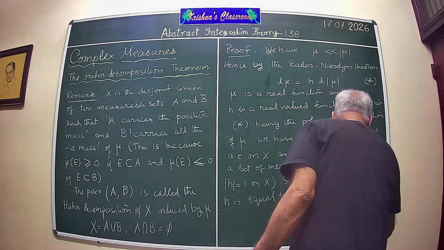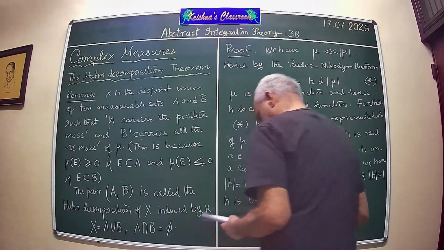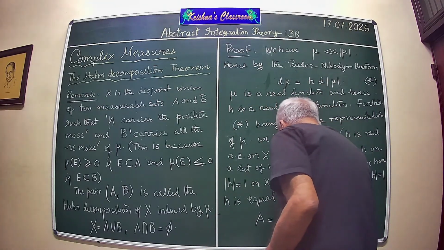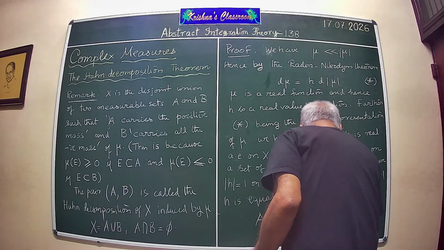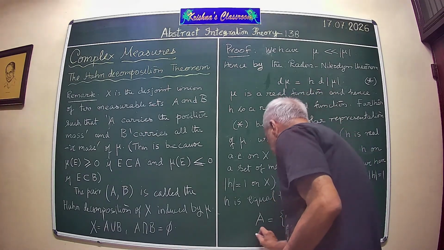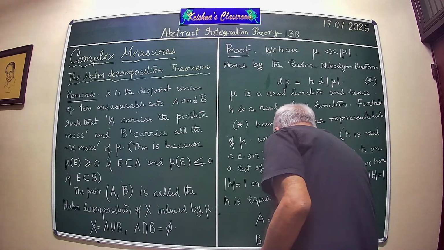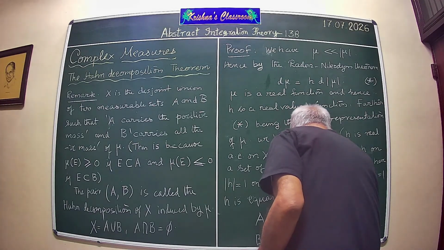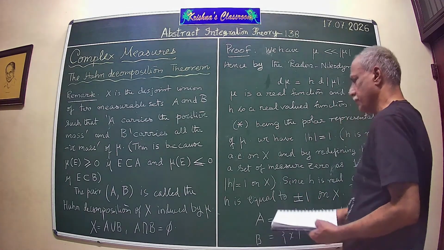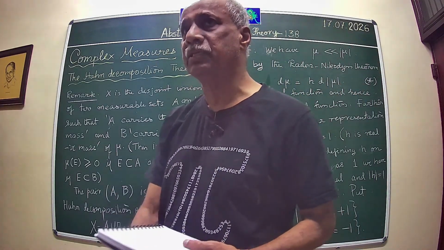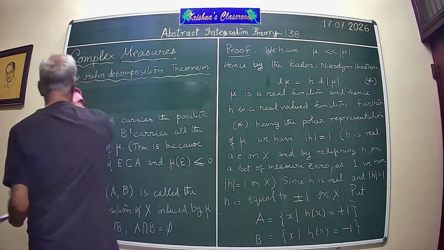Put A equal to the set of all x where h is plus 1, and B as the set where h is minus 1. So X splits into two sets. It's plus 1 or minus 1.